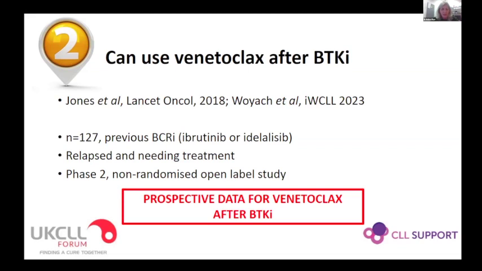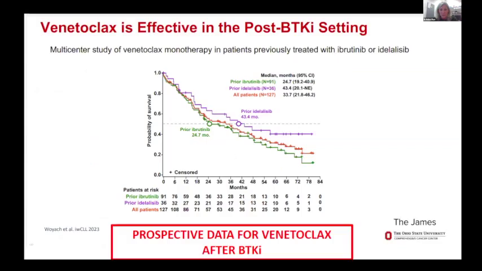So in this study, published initially in the Lancet Oncology and then subsequently updated at UKCLL last year, a study of 127 patients, and this was a non-randomized phase 2 open label study looking at patients who'd had a previous B-cell receptor inhibitor. The majority of them had had previous ibrutinib, but some had had idelalisib, and they were now relapsed and needing another treatment.